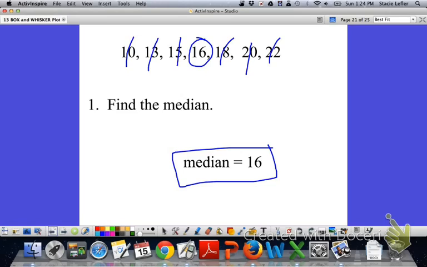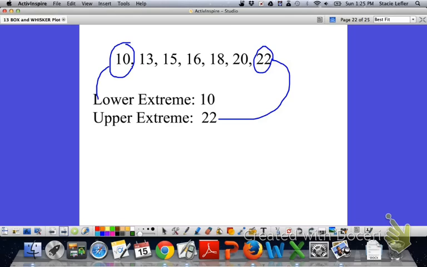So go ahead on your handout, find the lower extreme and the upper extreme. Of course, making sure that your data was listed in numerical order first. But then we can easily see that the smallest number is 10 and the greatest is 22.